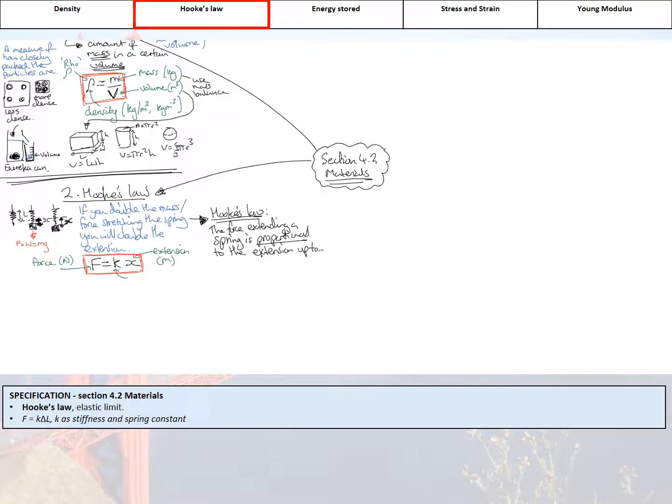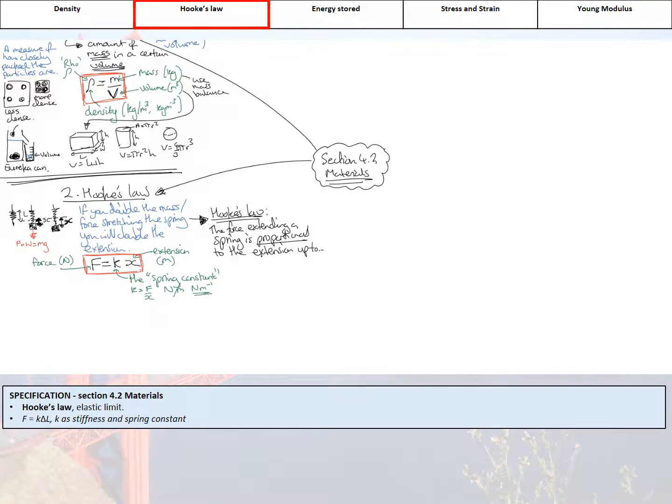It's different for different springs. Some of them might be harder to stretch and need more force. So we call this the spring constant. It's a constant that's linked to the spring. Now, if we rearrange that equation for K, we can see that K is going to have units of force divided by extension, which is going to be newtons per meter, or newton meters to the -1.